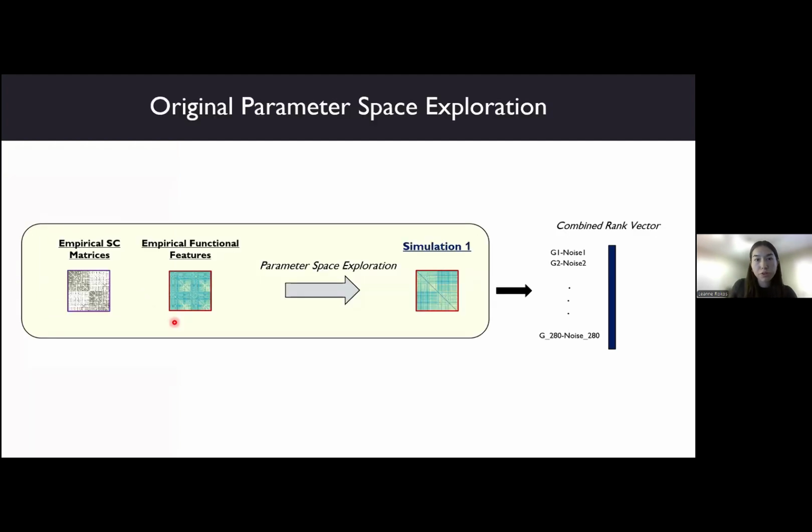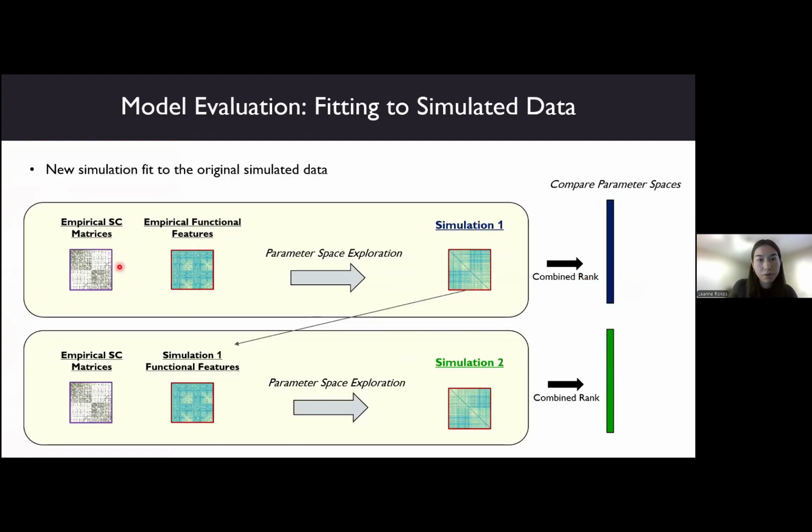So to very briefly summarize where we're at. What we did for our original parameter space exploration, where we input our structural connectivity matrix, we produced simulations for different G and noise combinations, compared it to our empirical data, and then for each subject, the parameter space exploration is represented as a vector for the combined ranks of our three metrics of interest for each G and noise value combination. So that's what we see here at the top. We have our first original parameter space exploration.